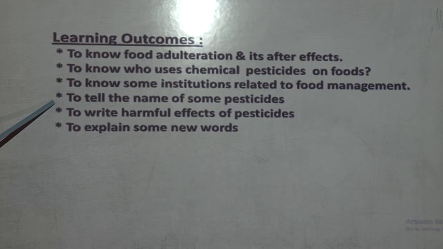To tell the names of some pesticides. What are the names of pesticides? From our discussion we will know about the pesticides used in foods. To write harmful effects of pesticides. What are the harmful effects of using pesticides in different food items? Last of all, to explain some new words. We will be acquainted with some new words from the text and the different uses of these words. We will get more information about the new words from the text. So these are the learning outcomes of our today's discussion. Let us see the learning outcomes.